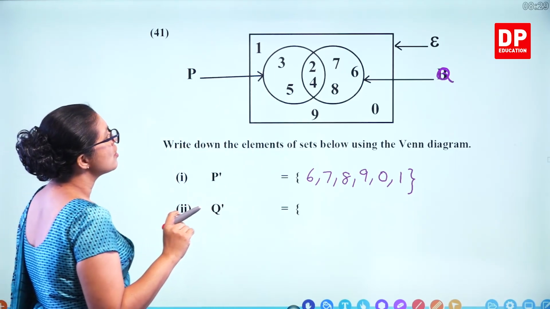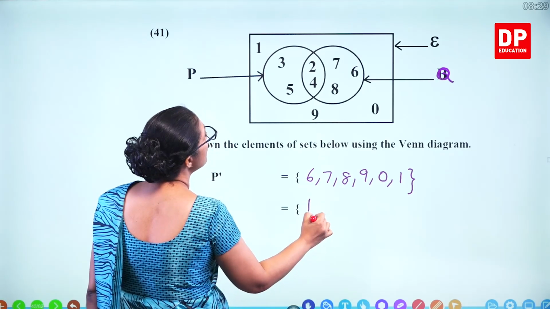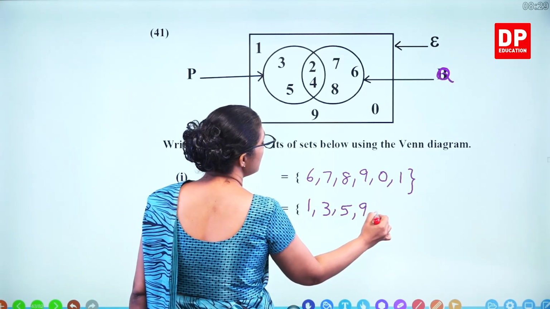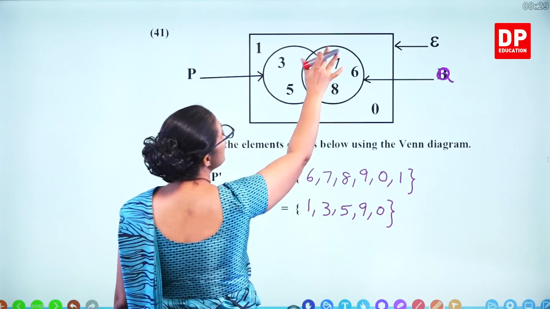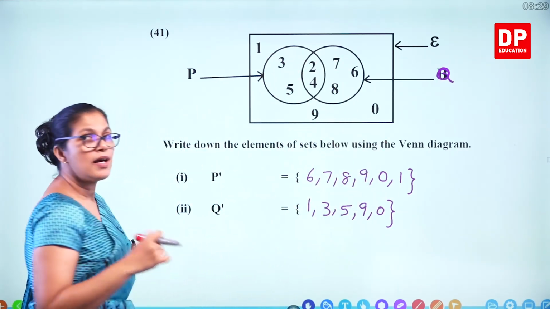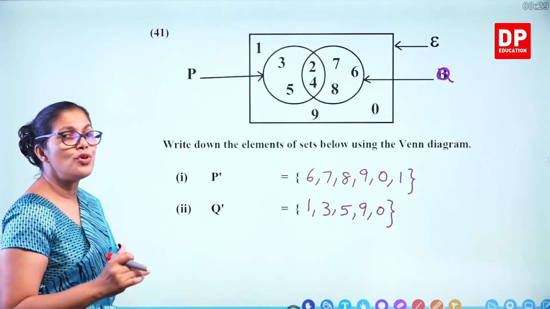And Q dash, you close the Q circle. So what are the other numbers? 1, 3, 5, 9, 0. So when you close Q circle, 1, 3, 5, 9, 0. Those are complement of Q, that means not belongs to Q.